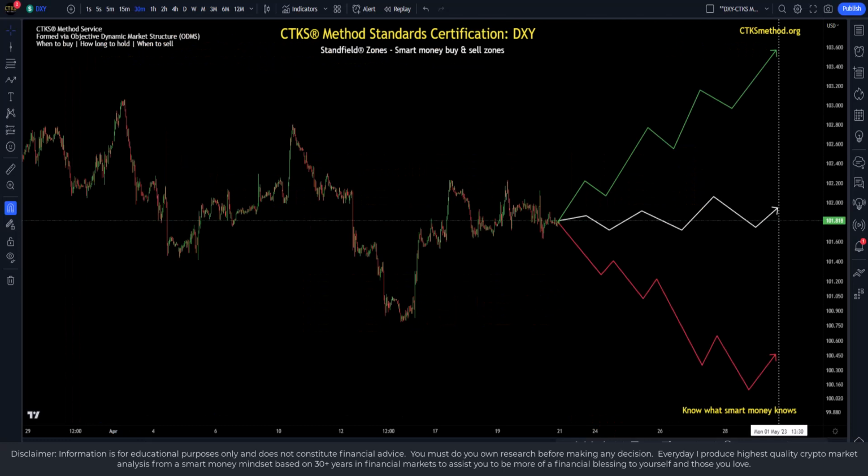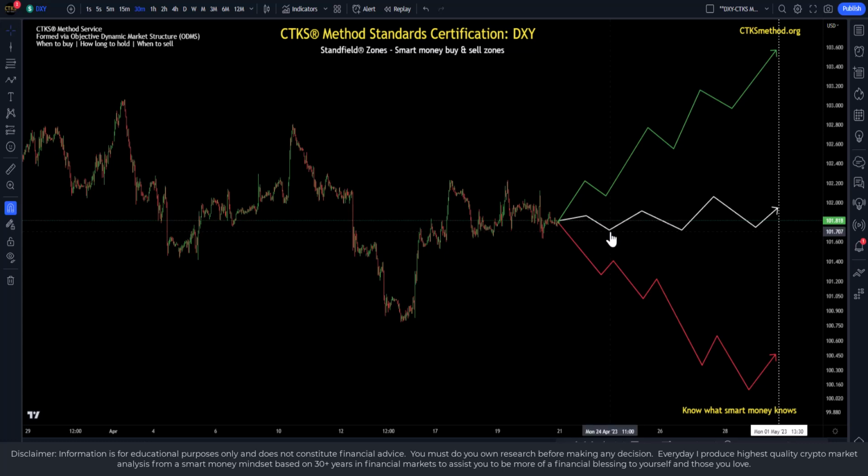To round out the analysis, let's look at the bearish, the bullish, and the neutral case on the DXY until the end of the month. And these are fairly conservative estimates as well. We're not expecting the price of the DXY to just follow these lines to a ping. We just want to get an idea of directional bias.